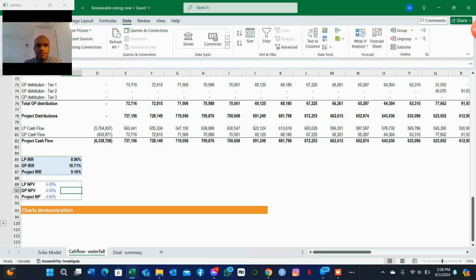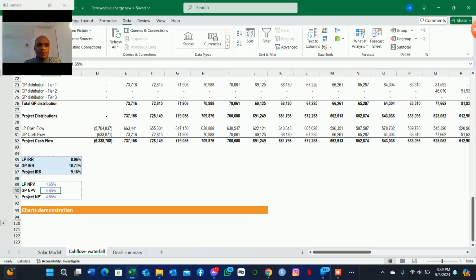Right here we are ready to demonstrate the net present value by the investor type and the entire project. As we can see, we are using a discount rate of 4.65% as this is industry standard. We know that the cost of capital for projects like this in the United States is between 4.2% and 5%. So we have our discount rate within this range.